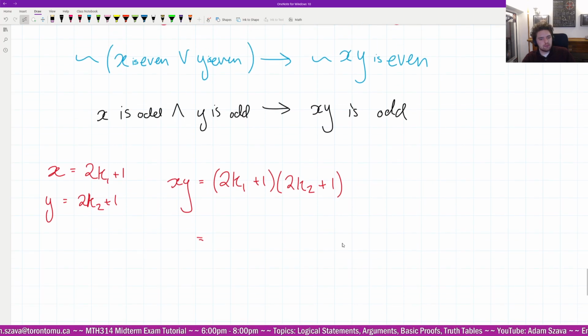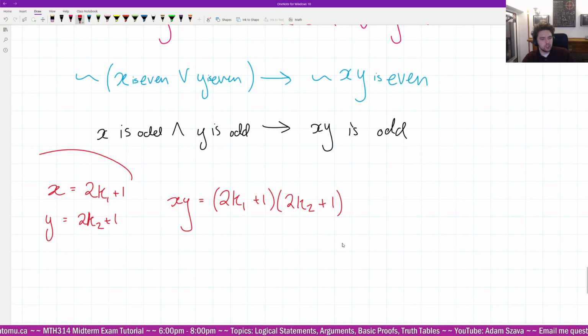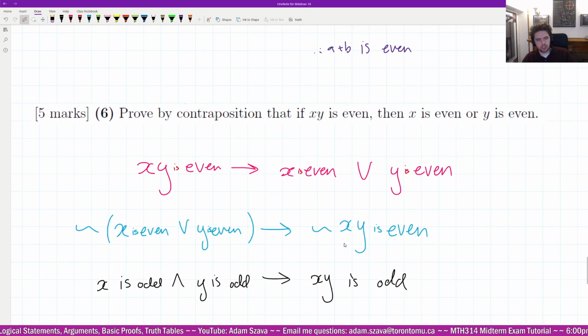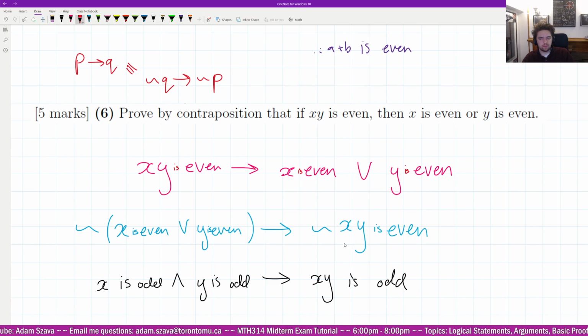Okay, and so now we've looked at our hypothesis. Our hypothesis is that the two numbers are odd, and the conclusion is that we now just have to show that this is odd. I should have been clear about the contrapositive. If you have P implies Q, the contrapositive is not Q implies not P. And the important thing is that these are logically equivalent. So if you want to prove this, you can just prove this.